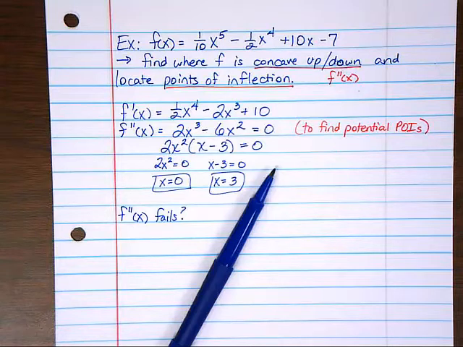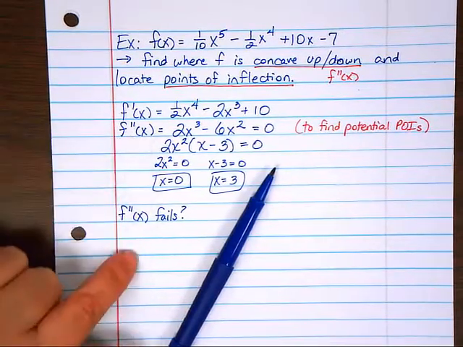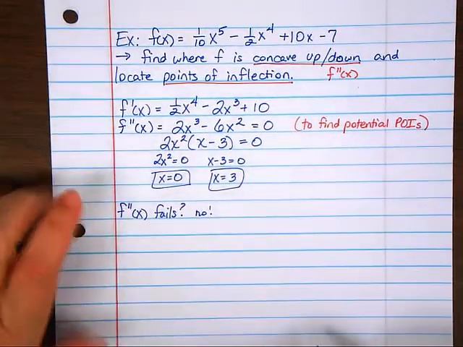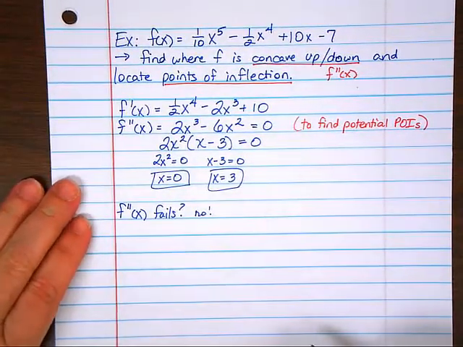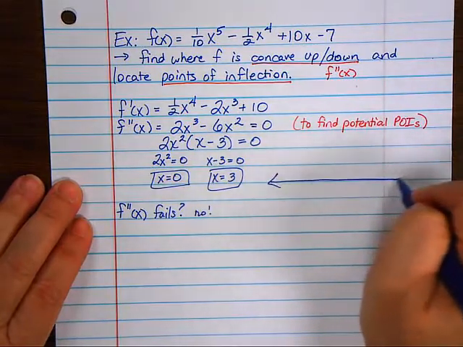No, because it does not have a denominator. What doesn't have a denominator? There's no x in the denominator of f double prime, because that's the one we're checking for failure. So, no failure. Very good. Now we move on to the number line.